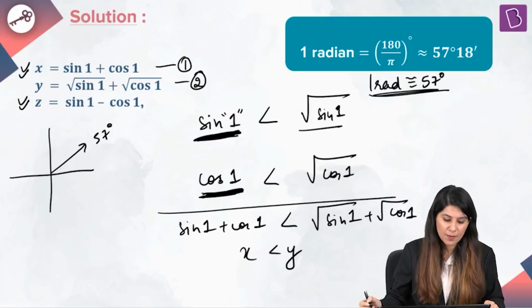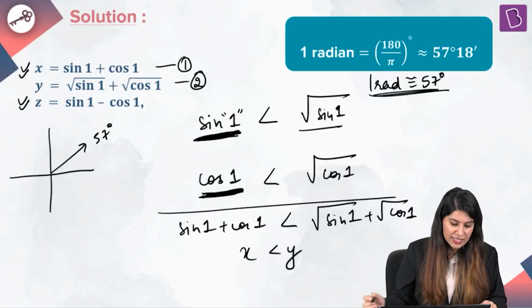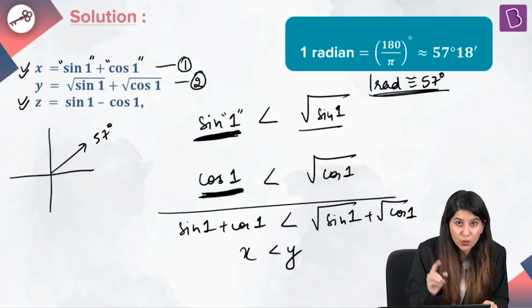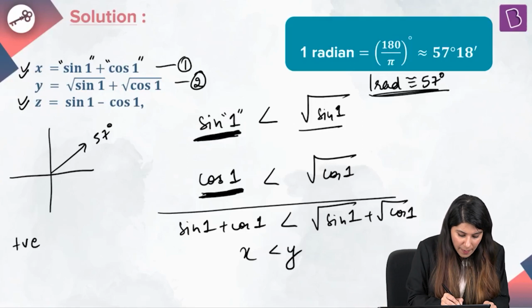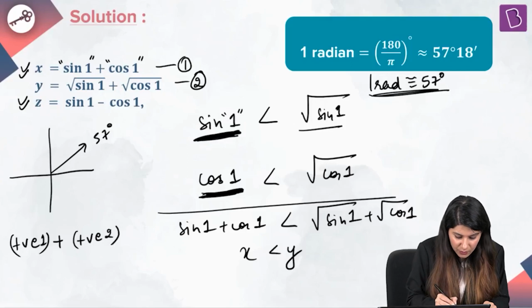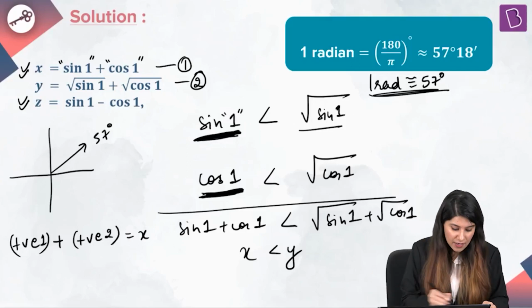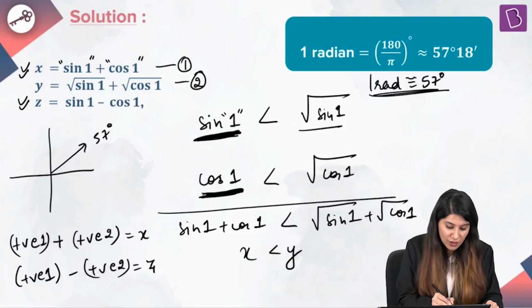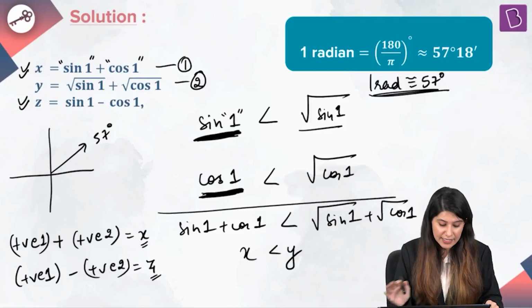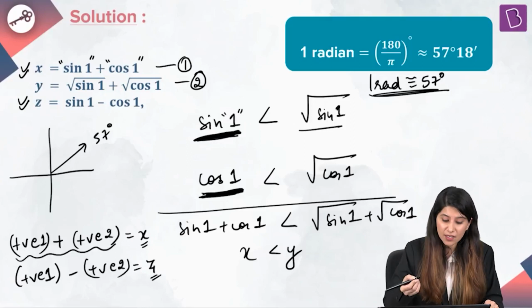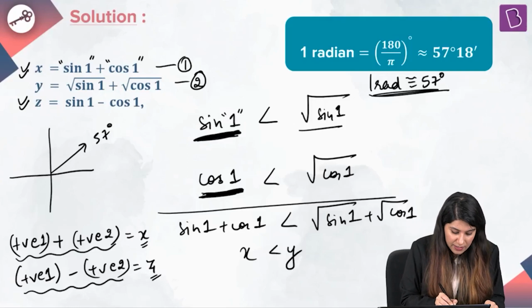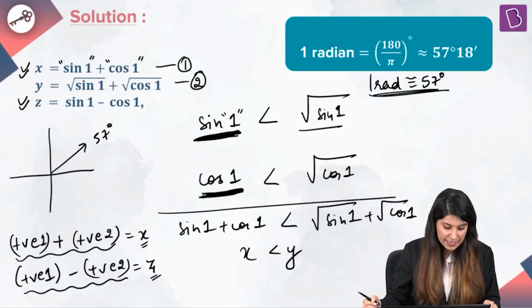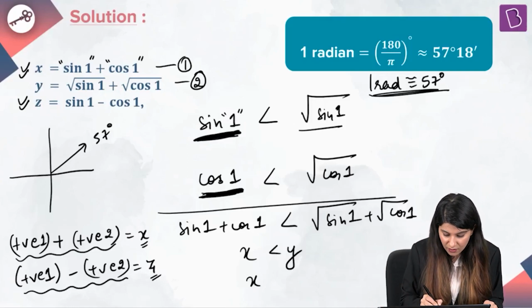Let's now talk about x and z. Let's forget about y this time because x is simple and z also looks simple, free from square roots. So we have already discussed that sine 1 and cos 1 both are positive fractions. So positive first value plus positive second value, this is x. And if I talk about z, positive first value minus positive second value, this is z. So which of these two is smaller? We can clearly see that the sum of two positives will be greater than the subtraction of those two positives, isn't it? That means x is greater than z.